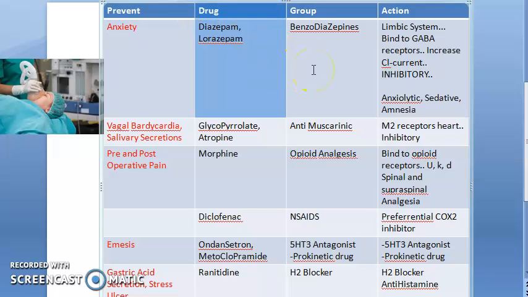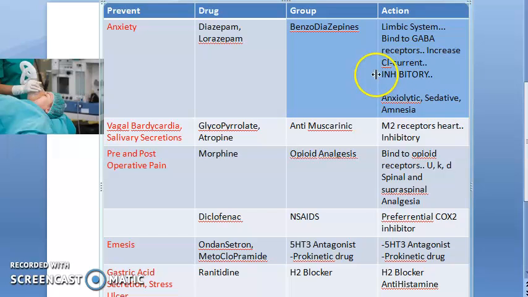Okay. So what are these drugs? They are benzodiazepines. Correct? How do they act? They act on the limbic system. They bind to the GABA receptors, which is inhibitory. So there will be less signals, right? Hence there will be less anxiety. You understood? Very good. What did you understand? We'll give diazepam and lorazepam as anti-anxiety. Very good.